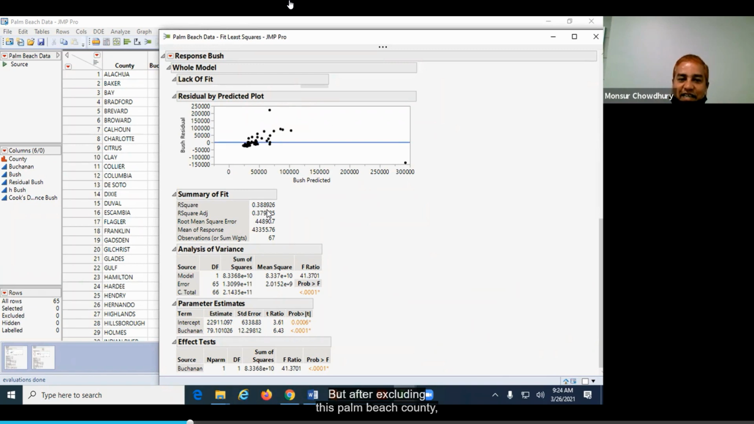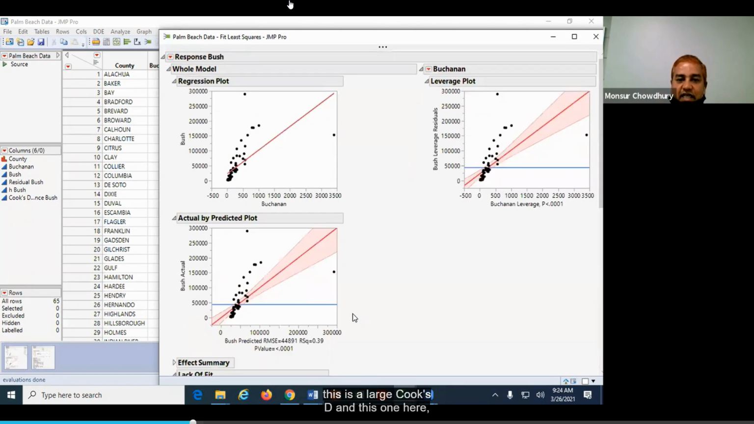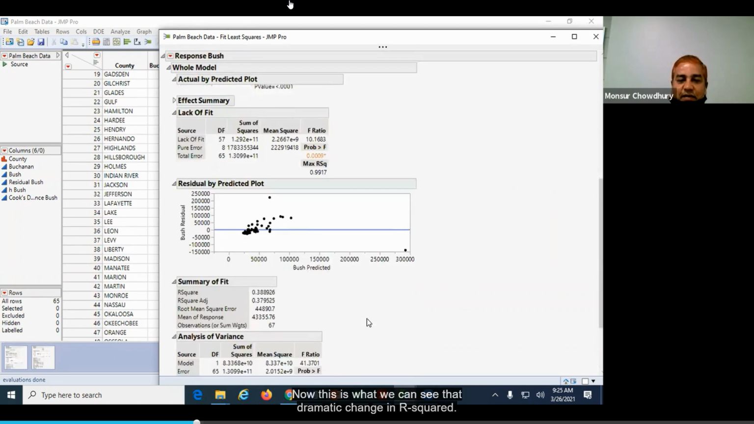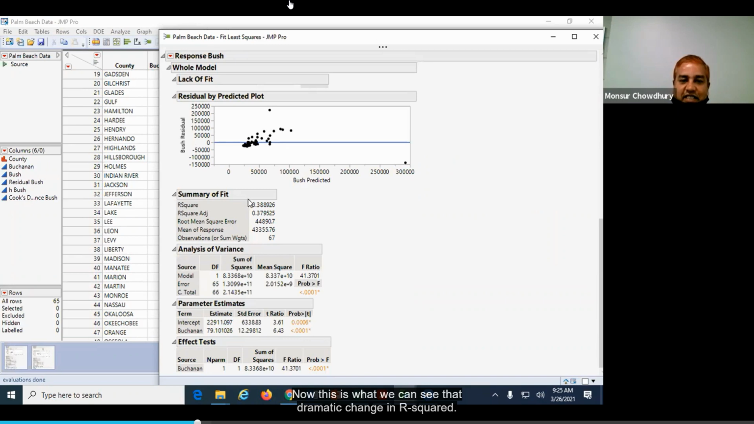But after excluding these Palm Beach County values, the one that we identified here as having a large Cook's D, this point that we identified here, actually this point is not in this data set, we already deleted it, so you cannot see it here. Now, this is what we can see, the dramatic change in the R square.